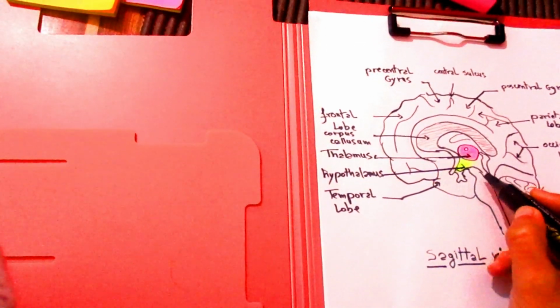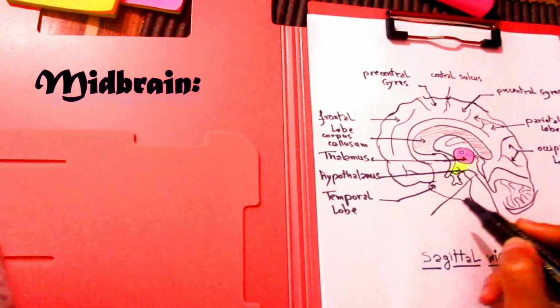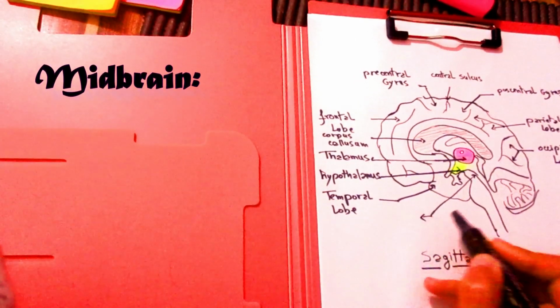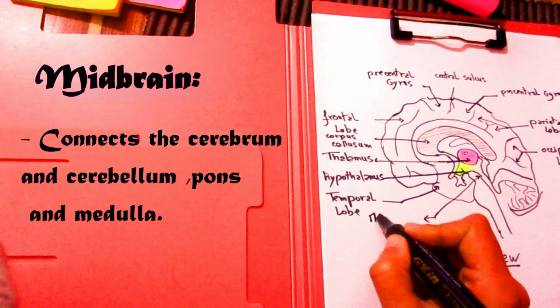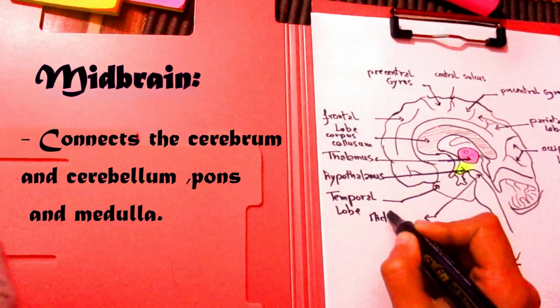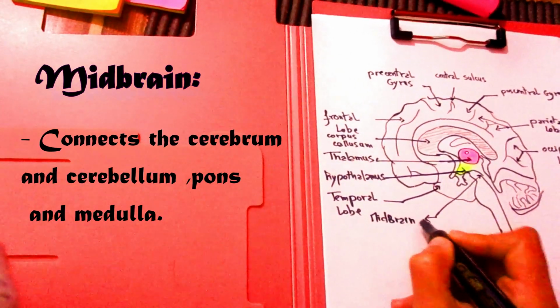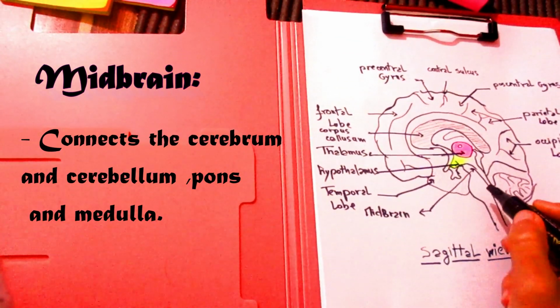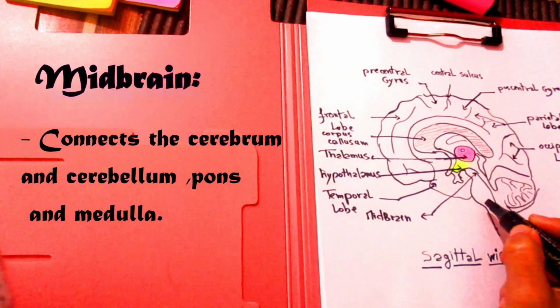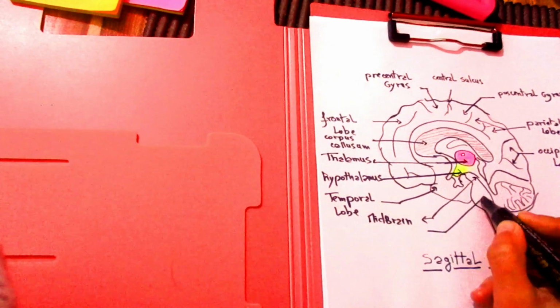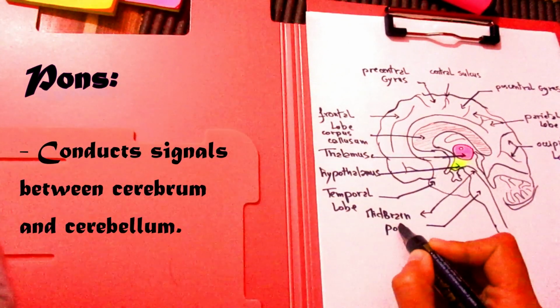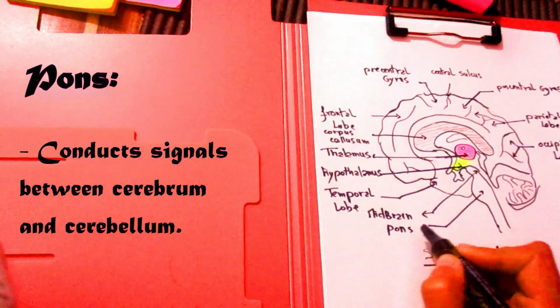So in this part of the brain we have the midbrain. This midbrain connects the cerebrum and cerebellum, pons and medulla, that we're gonna see later. Also, the midbrain can help coordinate some visual and auditory reflexes. So here we have the pons, which conducts signals between cerebrum and cerebellum and sends sensory messages to the thalamus.